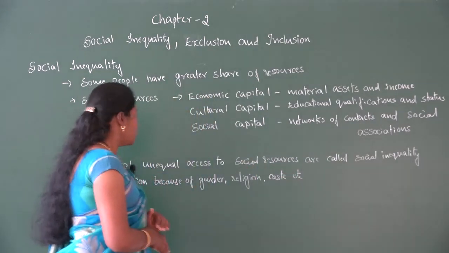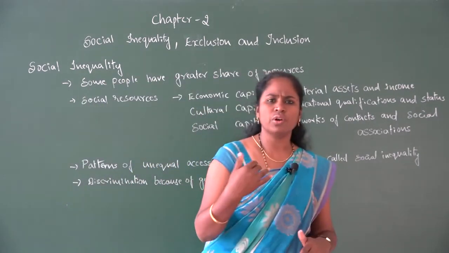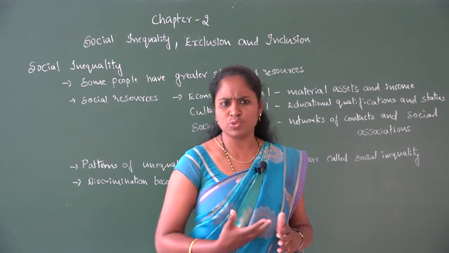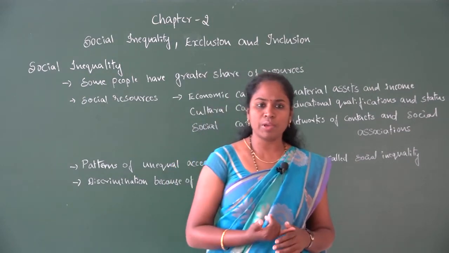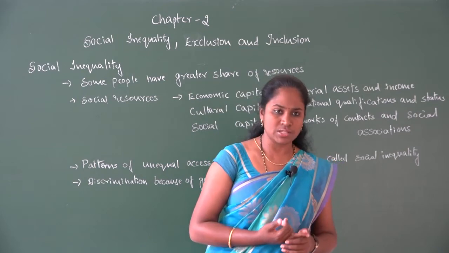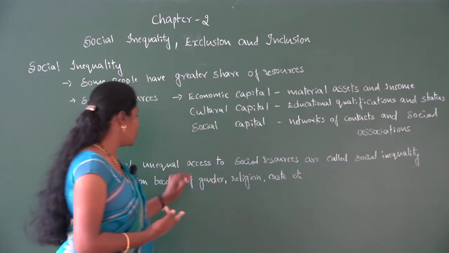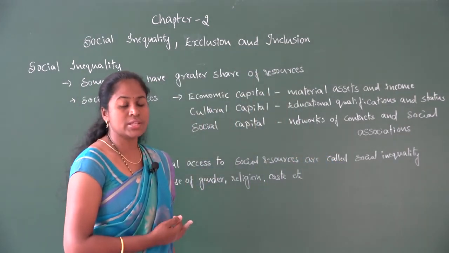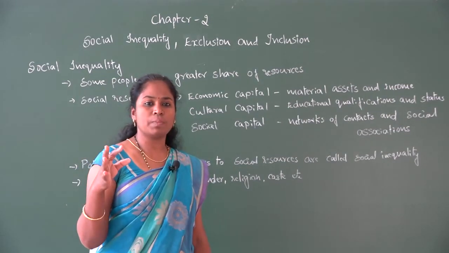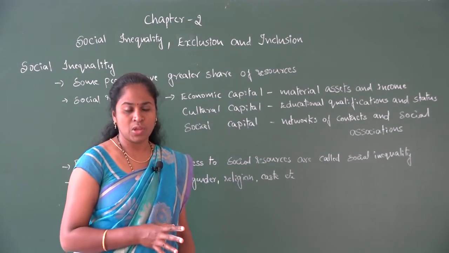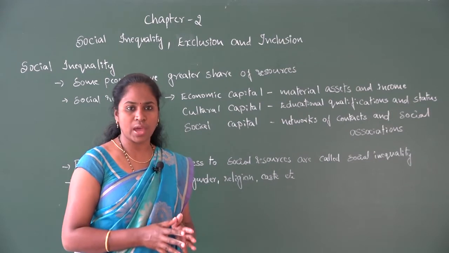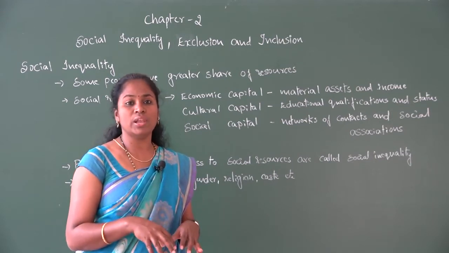And also discrimination between people because of different types. It may be because of religious differences, caste differences, and also gender. So there is inequality based on people in different ways. All these differences make inequality in the society.